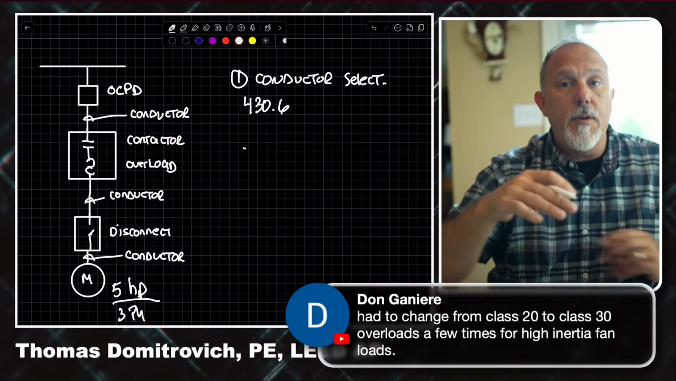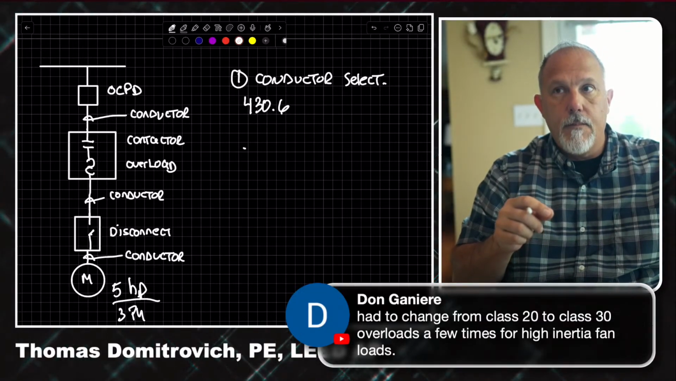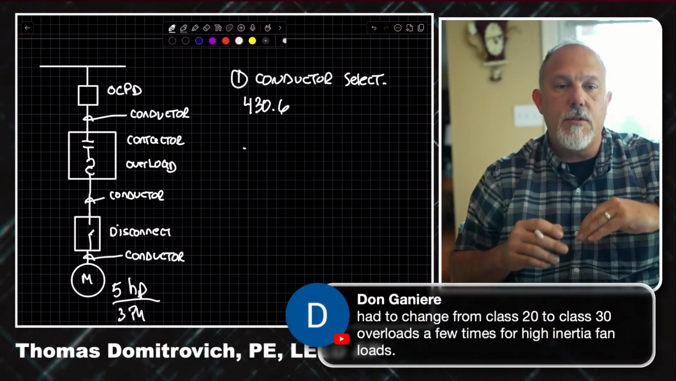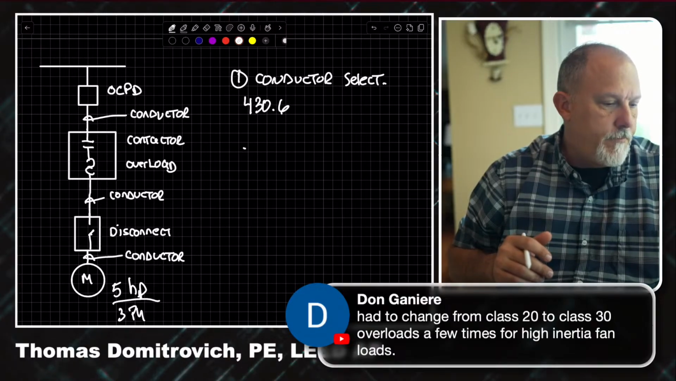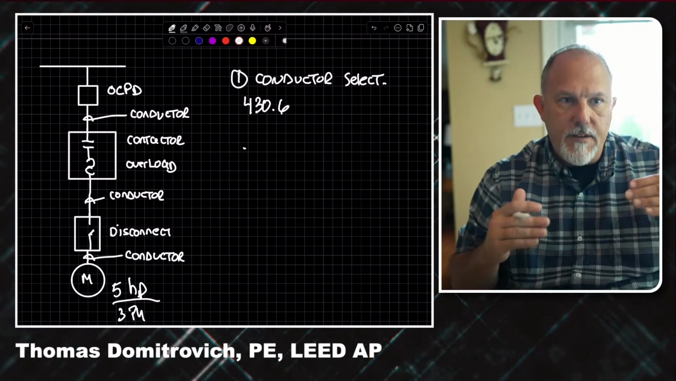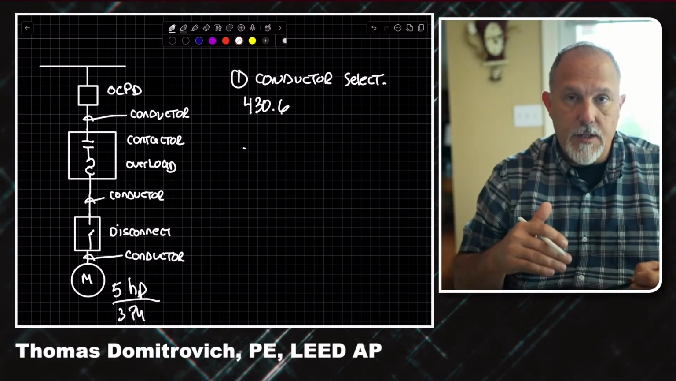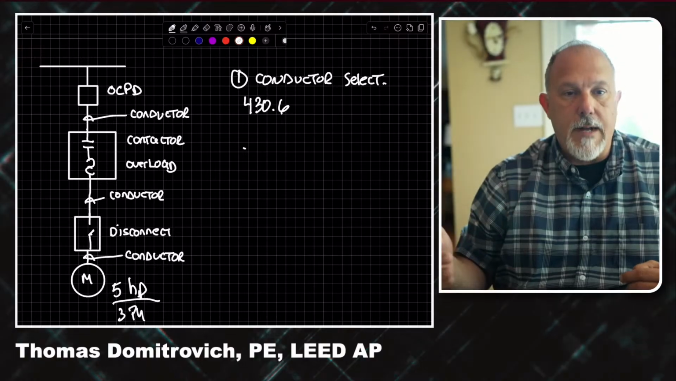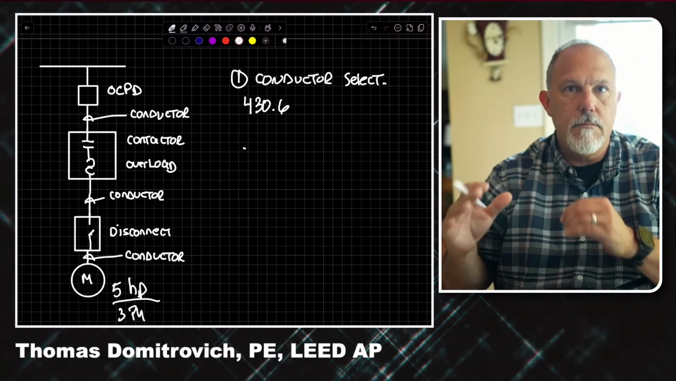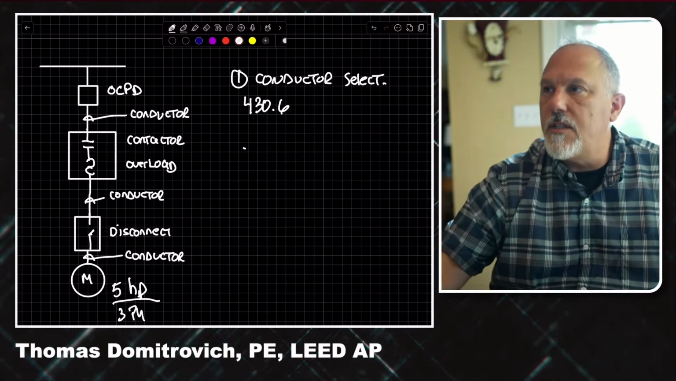So this was, remember we were talking earlier, we want to build an infrastructure, and yes, we're going to go to 430.22 for continuous duty. We are going to build an infrastructure for our motor circuit so that if I change the motor out and it has a different full load amps, I don't have to change my conductors out. All right, so I'm going to use the table.